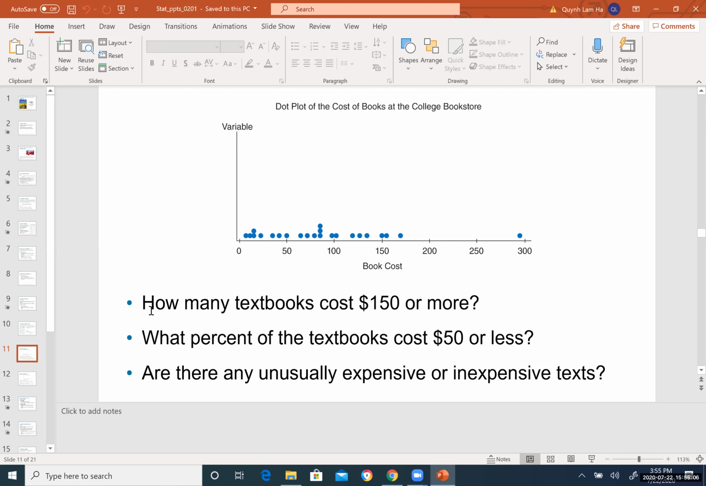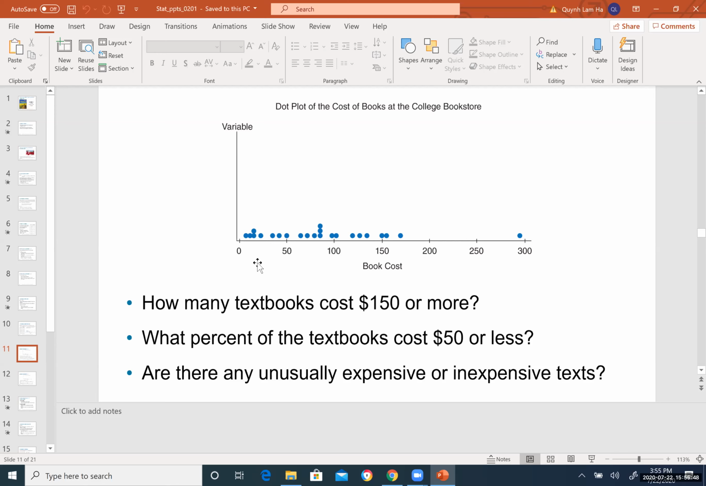Okay, so right here they have some questions. How many textbooks cost 150 or more? When you have this graph, you can easily answer this question. You look at 150 right here, but they are asking from 150 and more. So you count 150 is 1, next to it is 2, 3, and 4, total 4 books. What percent of the textbooks cost $50 or less? You look at the number $50 right there, count 50 and then go down. Got 1, 2, 3, 4, 5, 6, 7, 8, right?